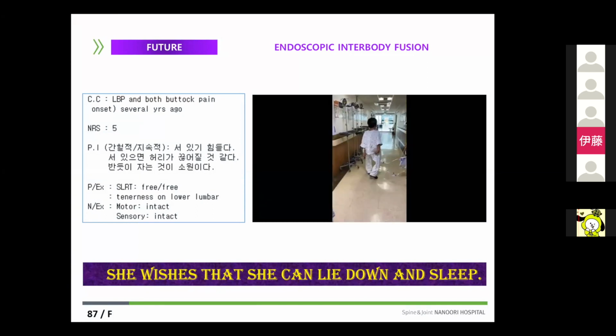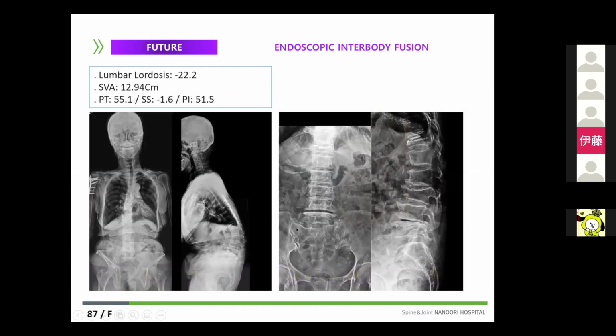This is my final case. This patient is an 87-year-old female patient. Her wish is that she can lie down and sleep. She also has some pain and severe walking disturbance. Anyway, you can see here the severe degenerative kyphosis, which before would need a big operation with a big incision. But unfortunately, this patient is nearly 90 years old, so surgery was not indicated for her.